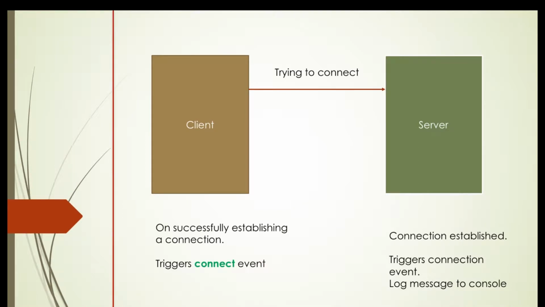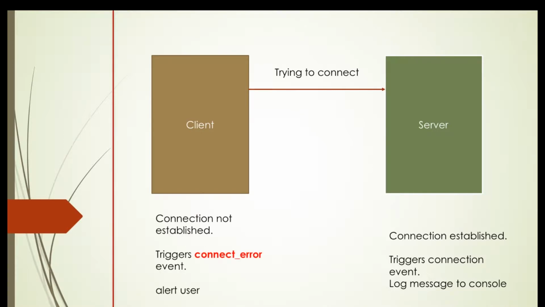The moment it successfully establishes a connection, it triggers a connect event at the client side, which we will see in the code. If it doesn't establish the connection successfully, it raises a connect error event and alerts the user.